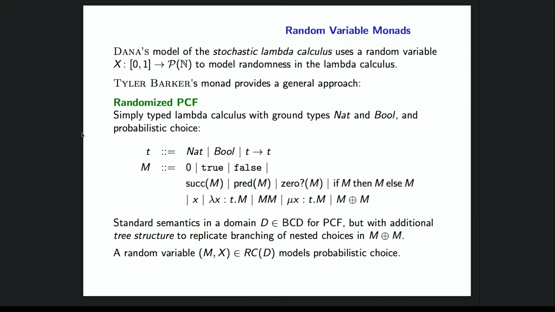For those of you who know, PCF is the simply typed lambda calculus over ground types of naturals and bools and function types. And then here's all the syntax that you have: true, false, zero, successor, predecessor, testing for zero, if then else, variables, lambda abstraction, application, recursion. And then this is randomized choice. And that he and Tyler instantiates using this monad. That's how he achieves a model for, in fact, this structure.